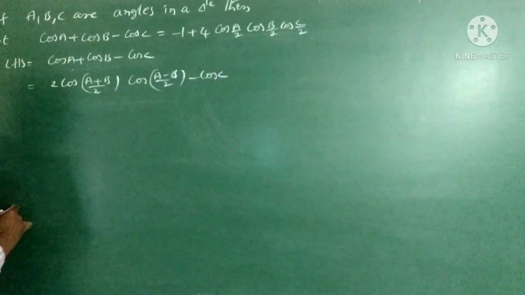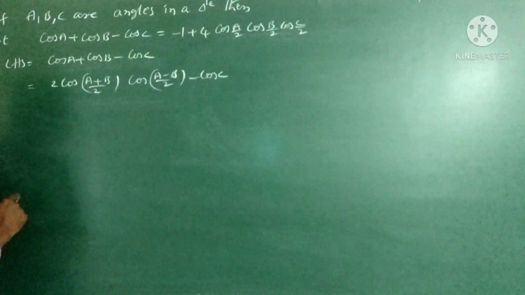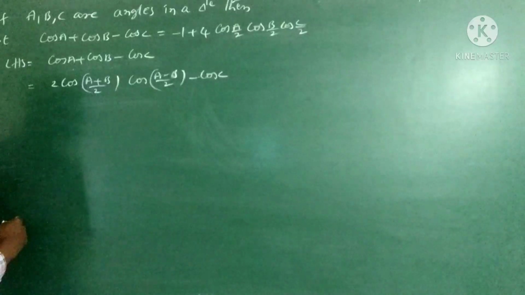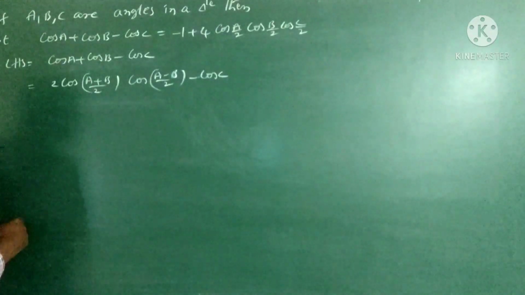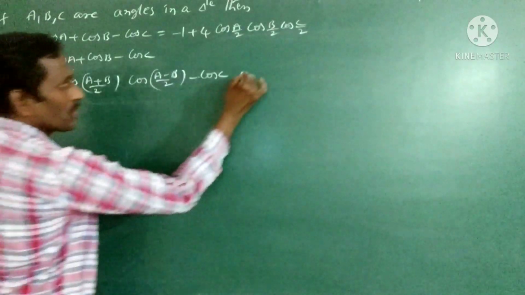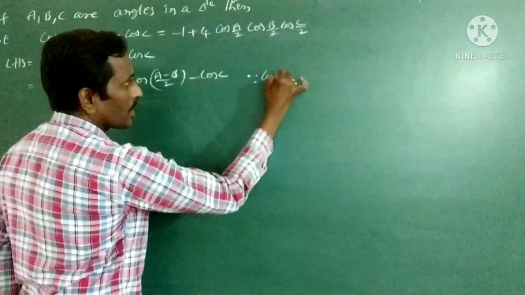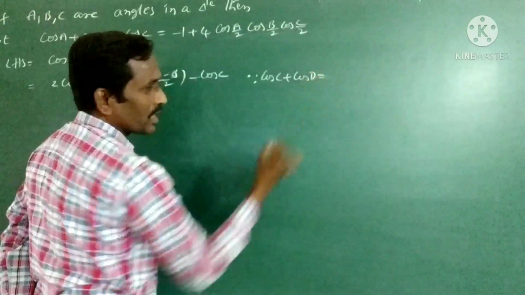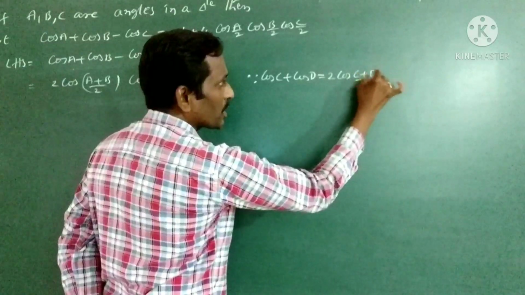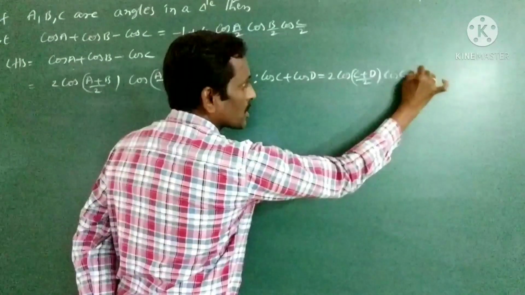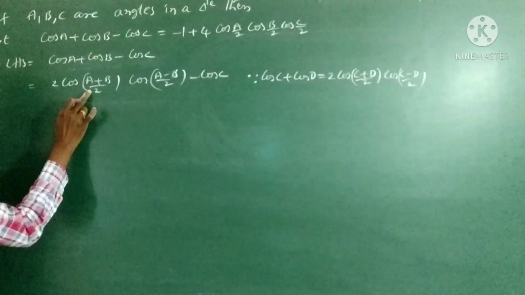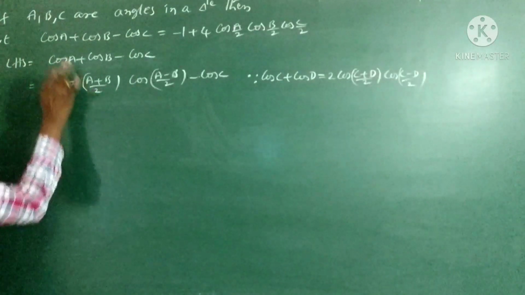Step 1 is over. Now coming to step 2. What is step 2? Writing the sum angle in terms of the remainder. So I am going to write this formula here. Since cos C plus cos D is 2 cos (C plus D) by 2 into cos (C minus D) by 2, it is the formula. Now, writing the sum angle in terms of the remainder. What is given is the sum.